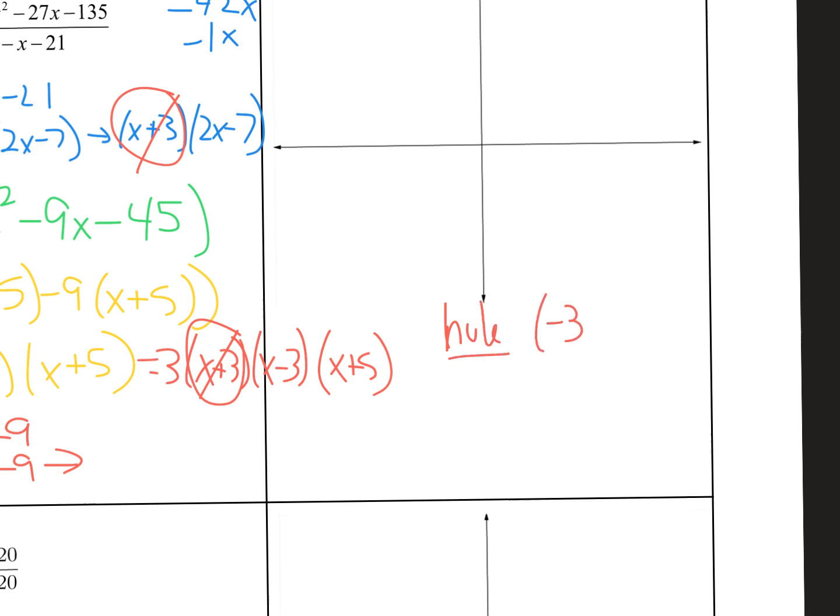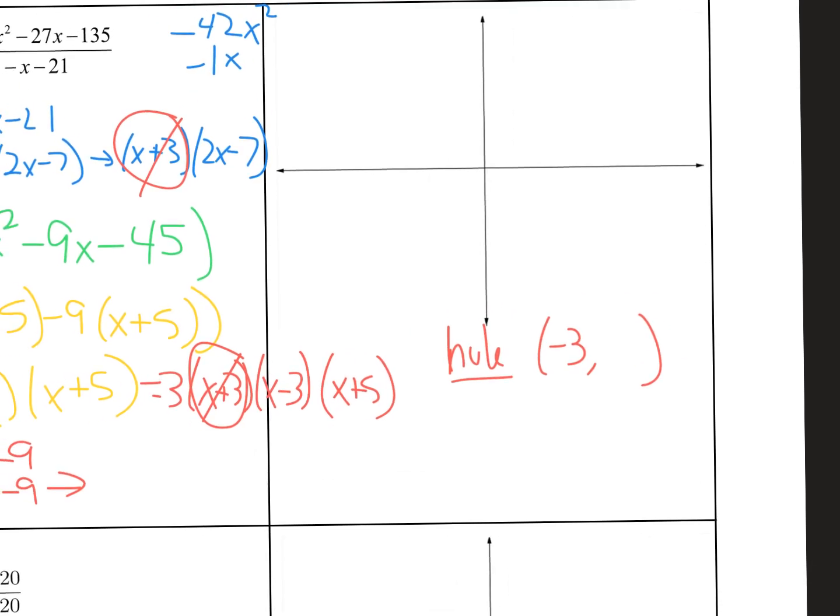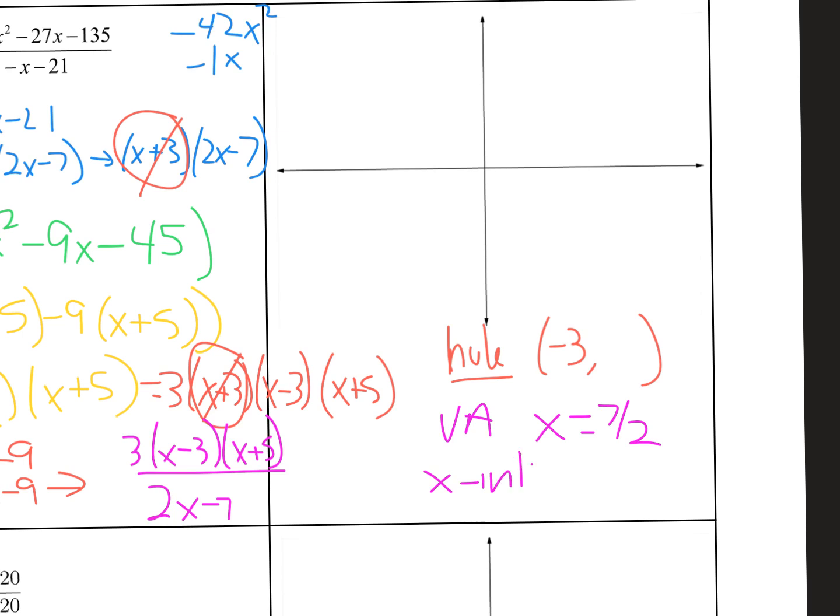At negative 3, I'll figure out the y value. So the function I'm looking at right now, let me write it down so we can see it, is 3x minus 3 and x plus 5 on top over 2x minus 7. I'm going to have a vertical asymptote when that denominator is 0. I'm going to have x-intercepts when the top is 0, so 3, 0, and negative 5, 0.